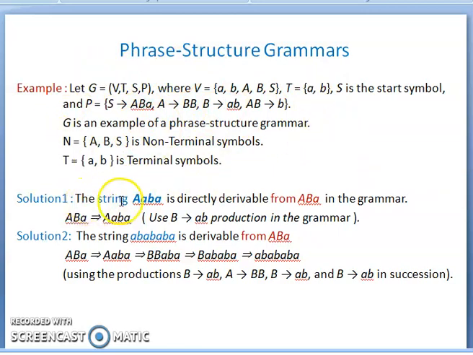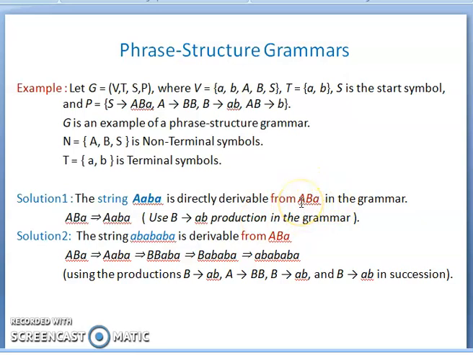Now the question is the string capital A, small a, b, a. So this particular string is directly derived from capital A, capital B, a in the grammar. So this is the solution. Can you directly derive this particular thing from this particular string? Yes, you can derive. You want this particular string from this particular string, right?